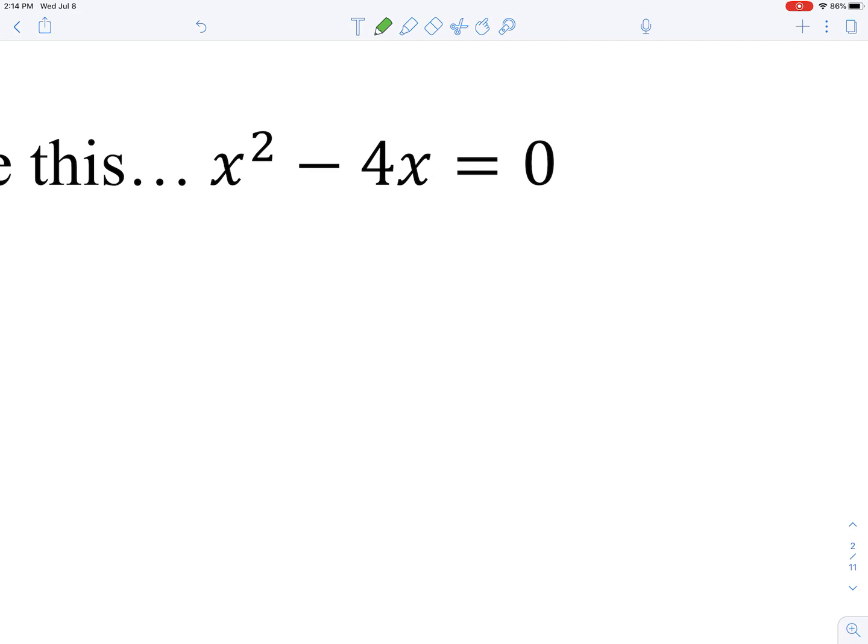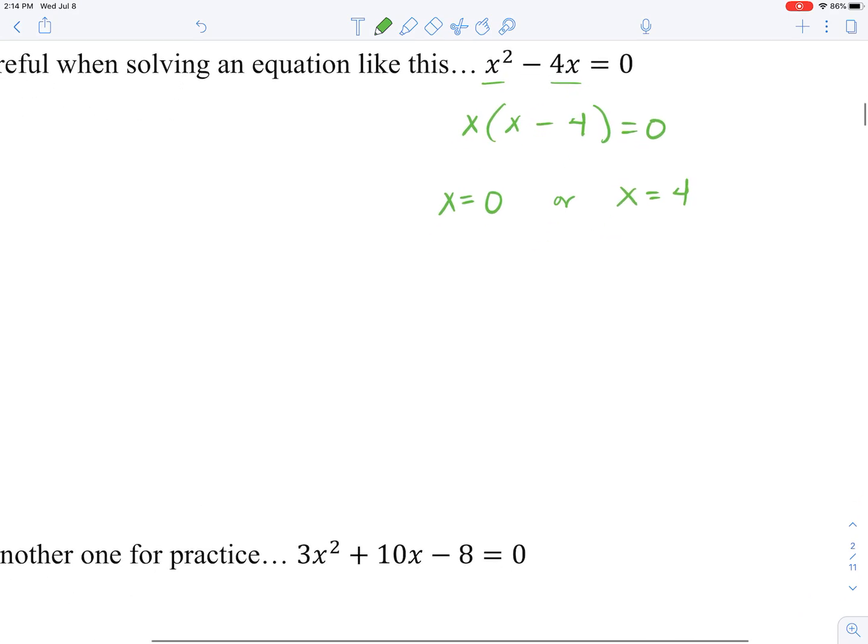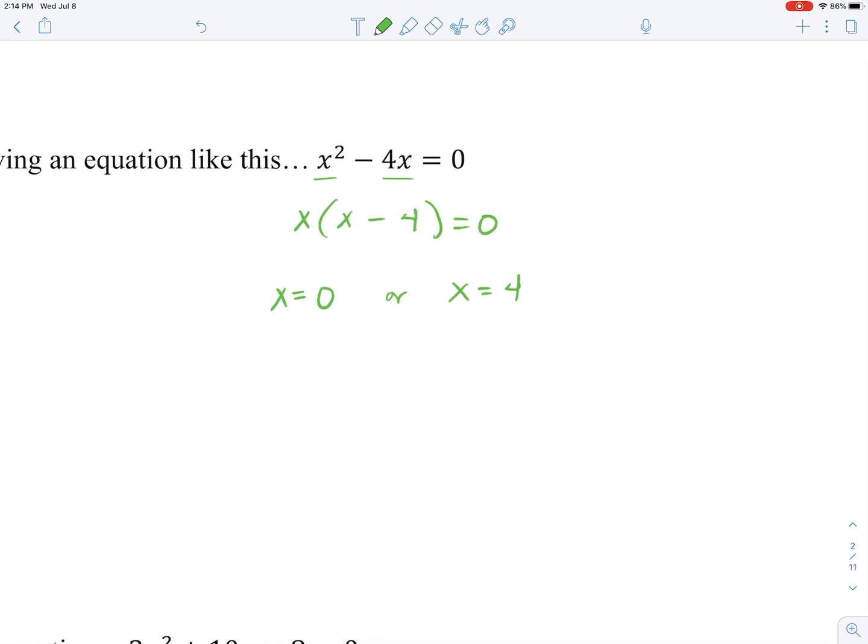So when you're solving a quadratic, or any polynomial equation that's a higher degree than 1, and we'll talk about that more in chapter 2, you need to factor. So I noticed that there's an x in each of these terms, so I can actually factor out an x, and then now by zero product property, I can see that x could be equal to 0 to make that a true statement, or x could be equal to positive 4 to make that a true statement. So 0 and 4 would be the solutions to this equation.